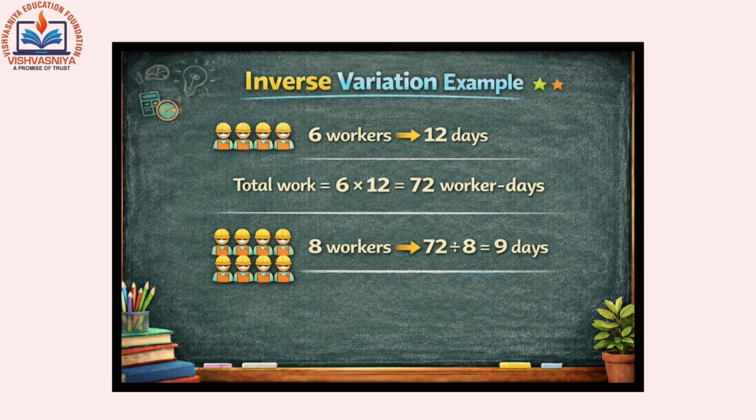Let us see an example. If 6 workers complete a job in 12 days, the total work becomes 6 multiplied by 12, which equals 72 worker days. If 8 workers perform the same work, the number of days becomes 72 divided by 8. So the work will be completed in 9 days.